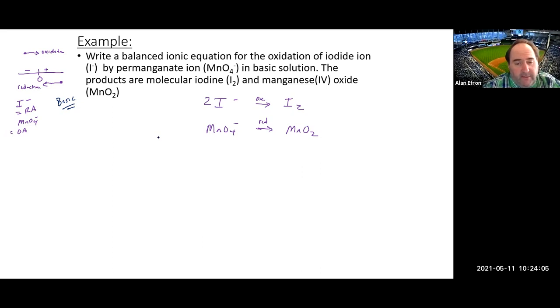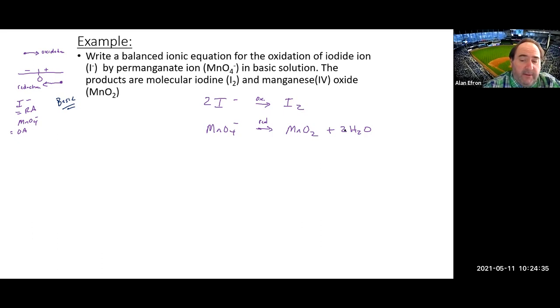The next thing that we want to do is add our water to balance out our oxygen. There's no oxygen in the top half reaction, so we don't have to worry about it. On the bottom half reaction, on the left is 4 oxygens. On the right is 2 oxygens. That means in order to balance out the oxygens, we would need to add 2 waters to the right-hand side. By doing that, that gives us a grand total of 4 oxygens on the right and 4 oxygens on the left.